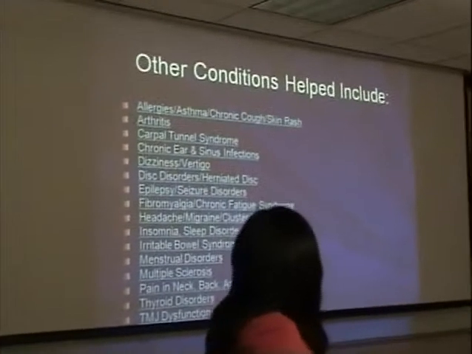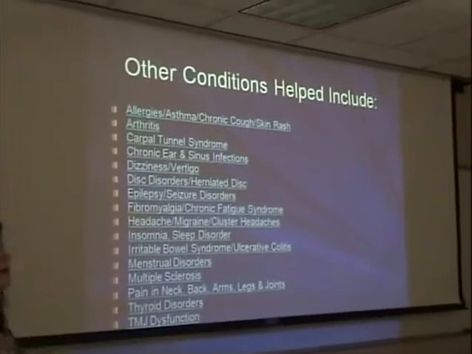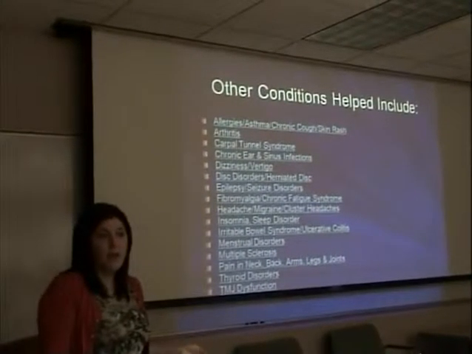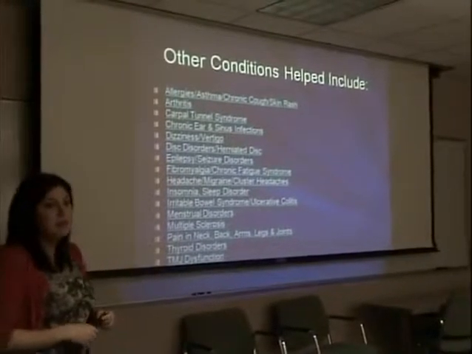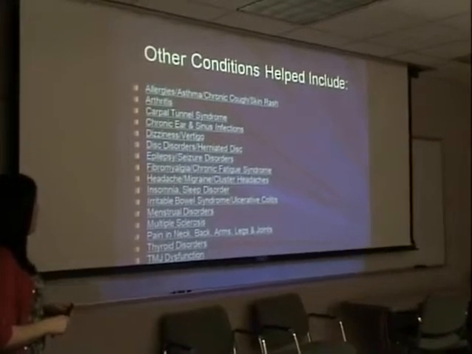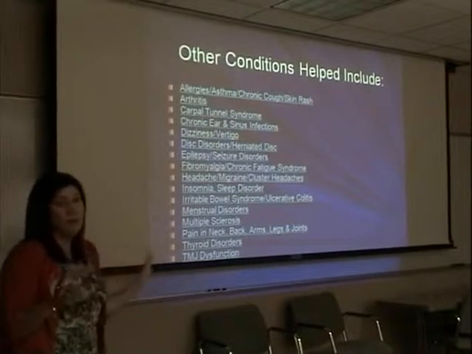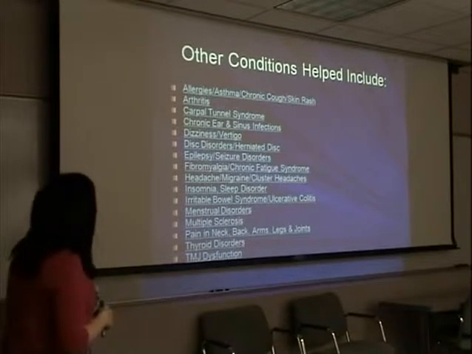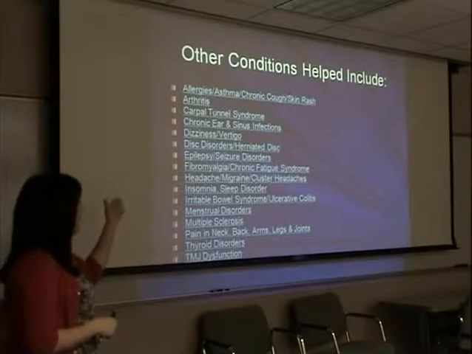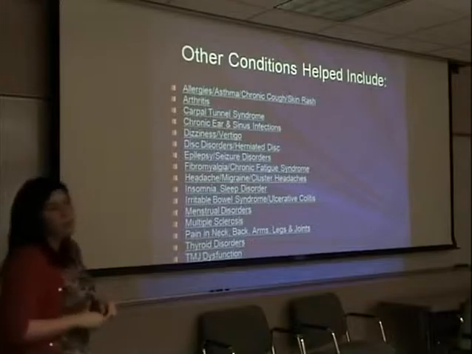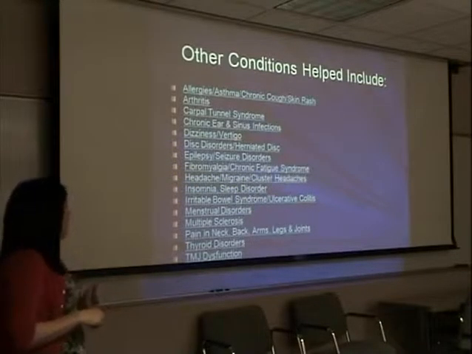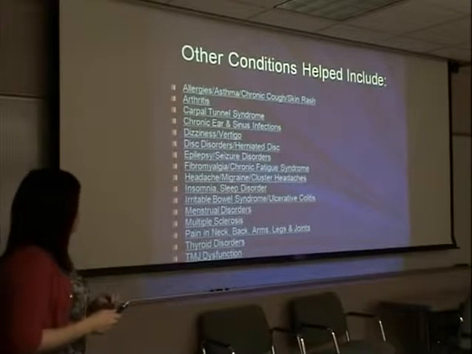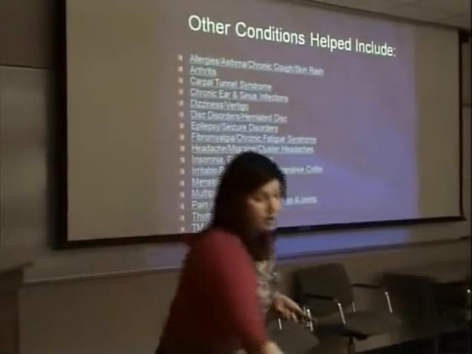Other conditions that are helped are allergies, asthma, chronic pain, skin conditions. Arthritis is a big one. Arthritis literally just means inflammation of the joint. And osteoarthritis, which most people have, not rheumatoid, just means it's inflamed because it's been out of place for a long time, okay? Carpal tunnel syndrome, chronic ear and sinus infections, vertigo and dizziness, that one's a winner for us. We see tons of people with dizziness and vertigo in the office. Your balance centers are at your brainstem as well. Disc disorders, herniated discs, epilepsy and seizure disorders, fibromyalgia is a really big one. Headaches, migraines, cluster headaches, insomnia, sleep disorders, irritable bowel, menstrual disorders, MS, pain in the neck, back, shoulders, arms, and joints, thyroid, and TMJ dysfunction are some of those.